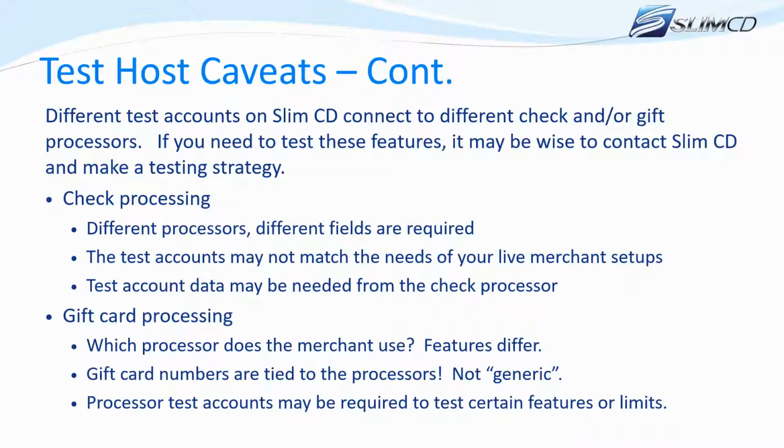So gift and loyalty have their own set of problems, as well as check processing. Different check processors require different fields. So if you're using one check processor versus another, or even within the same check processor, however they've approved the account for check processing, maybe in one case the check processor doesn't need a driver's license, but the very same check processor for a different merchant, driver's license and state and social security are required. So you could have different fields required for check processing.